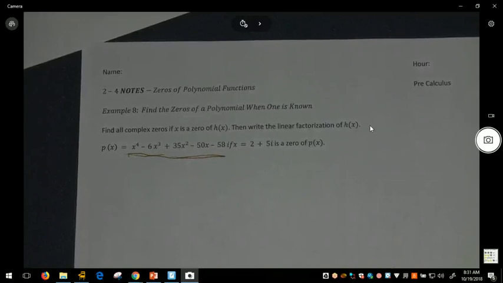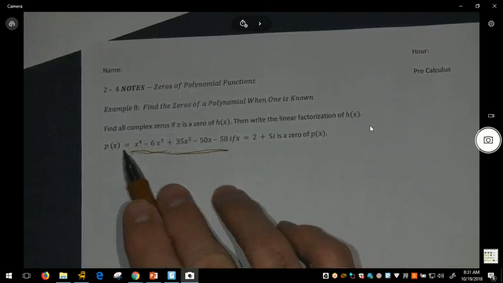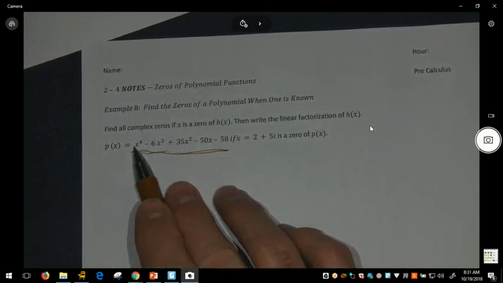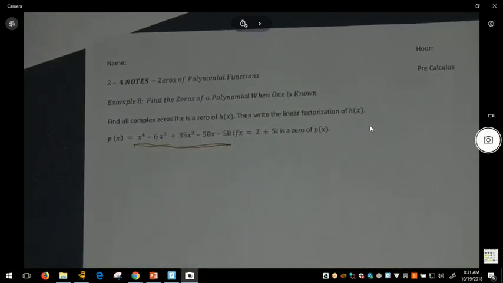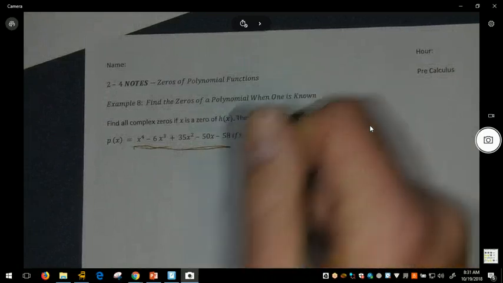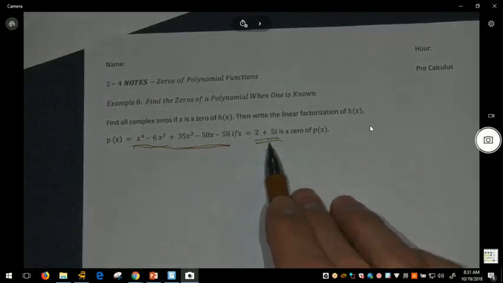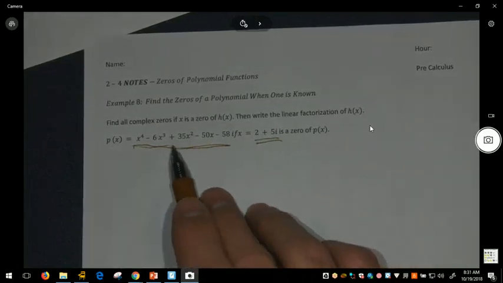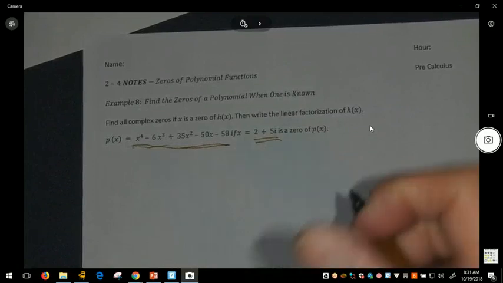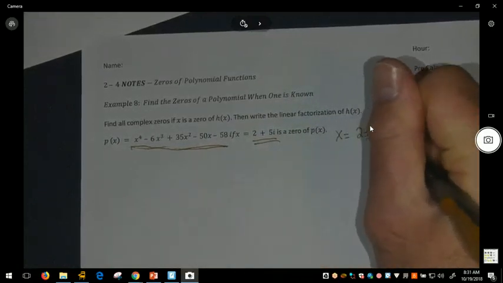So the rational roots theorem will not help you. All of the factors of 58 divided by the lead coefficient of 1 will not produce any zeros. They're all irrational or complex, that they may have imaginary parts. So knowing or given that this one is a zero, I need to find its irreducible factor to divide away from this polynomial function. So I start with the equation x equals 2 plus or minus 5i.